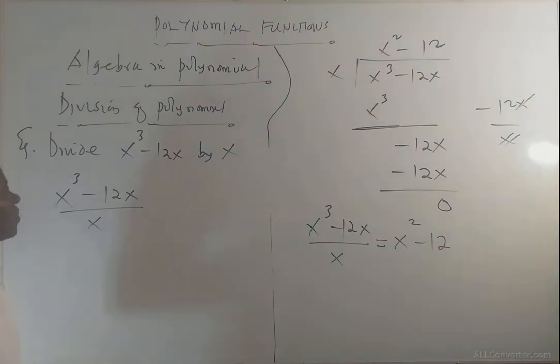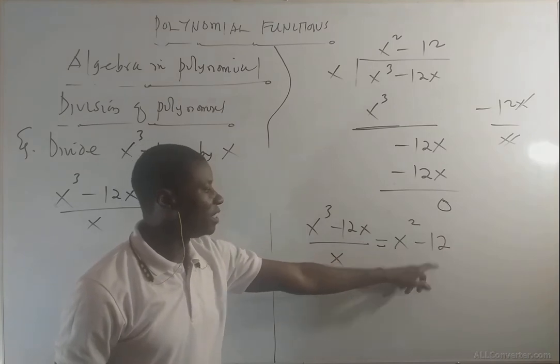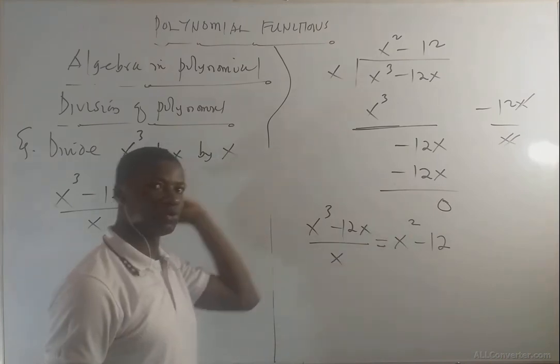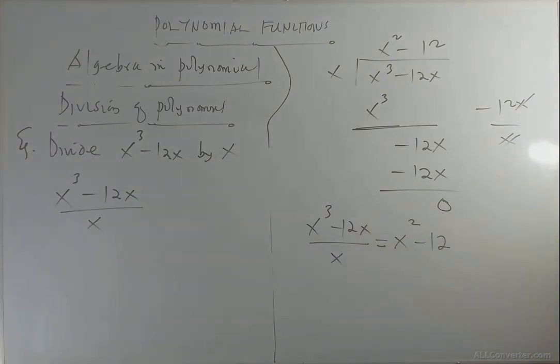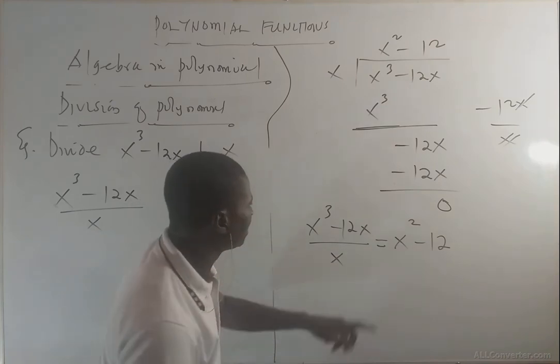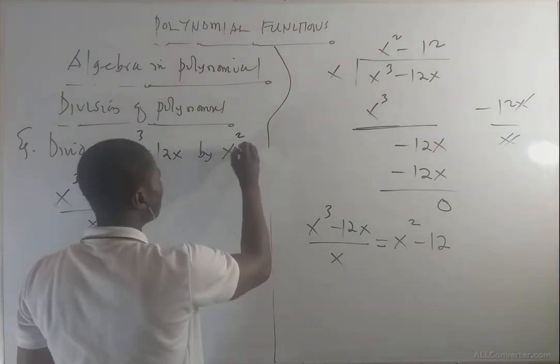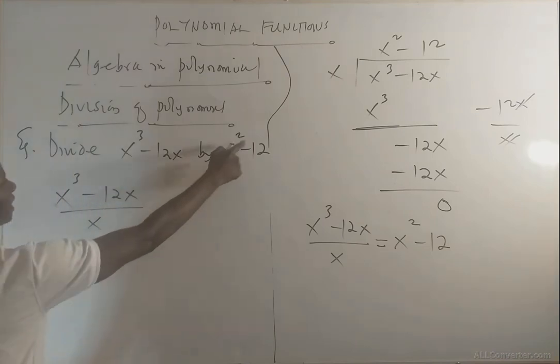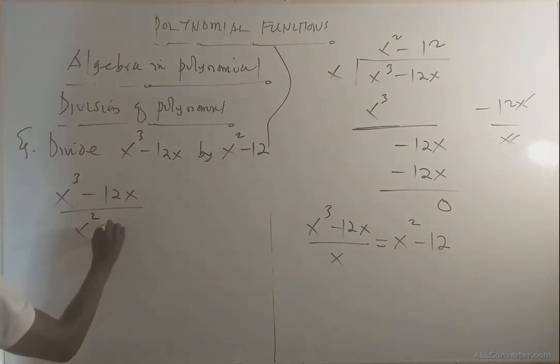Now, take note that we divided x cubed minus 12x by x, and we are getting x squared minus 12. So we can also divide x cubed minus 12x by our answer and see what we are also getting, so that you understand what we are saying. So let's assume that we have to divide x cubed minus 12x by our answer, and the answer now is x squared minus 12. This is another question different from what we just solved. So let's see. So we are dividing x cubed minus 12x by x squared minus 12.